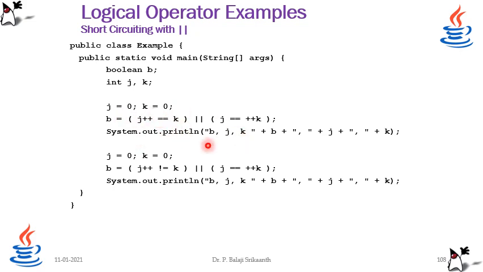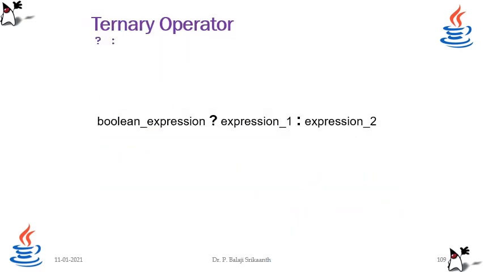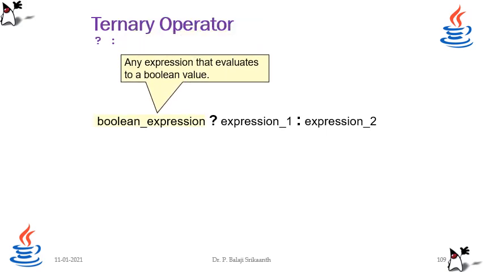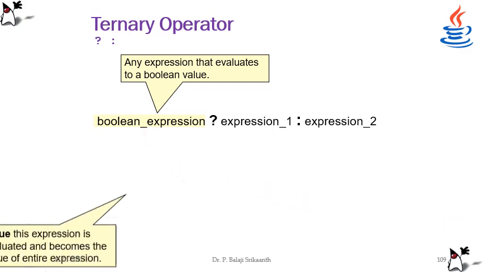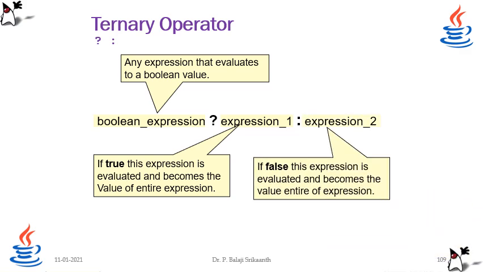Again, this is another short circuit operator. If the output of this is known, this expression will not be evaluated. And this is a miscellaneous operator, also called the ternary operator, because it has three operands. For any expression that evaluates to a Boolean value, if it is true, then expression 1 will be taken. If the Boolean expression is false, then expression 2 will be considered.